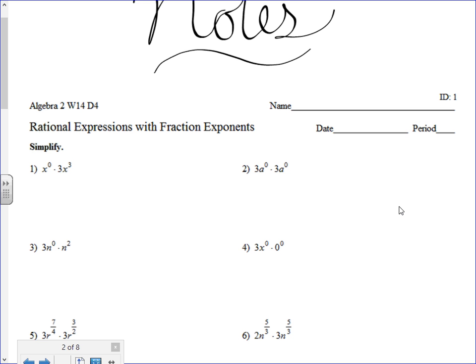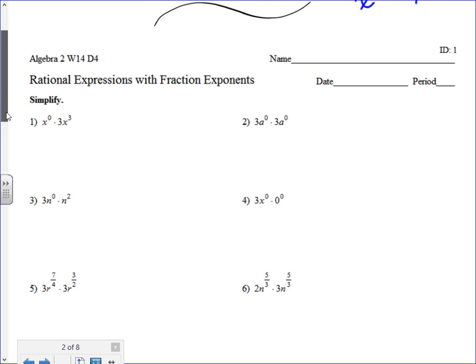Any number to the 0 power. And this is algebra, so we don't have to say any number. We can write that algebraically. How would you say that algebraically? Yeah, you put a variable. So any number to the 0 power is 1. Negative 500 to the 0 power is 1. 500,029,000 to the 0 power is 1. 3 to the 0 power is 1.